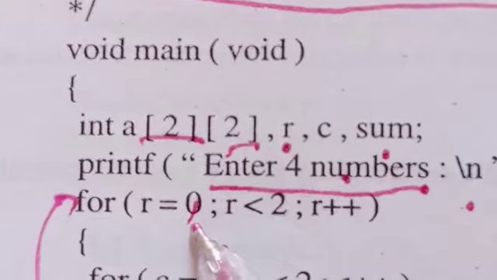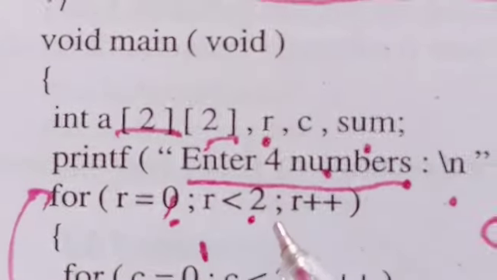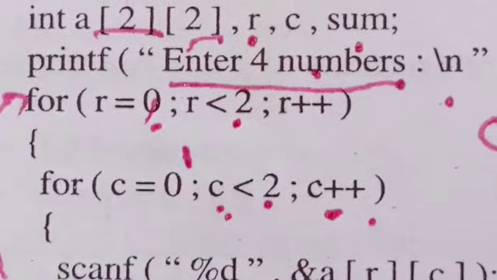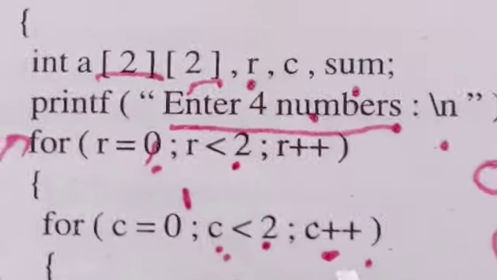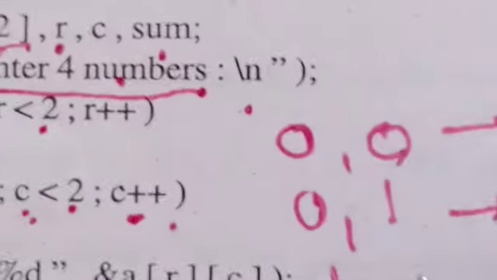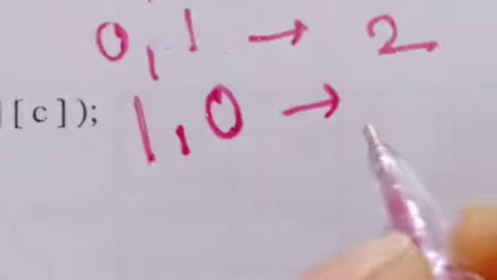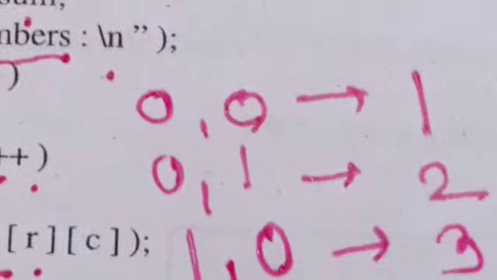Now r's value becomes 1. 1 less than 2, the condition is true. It will go to the inner loop. c's value is 0 for the first iteration, so 0 less than 2, the condition is true. Now A of 1 0. Suppose we enter 3 over here.